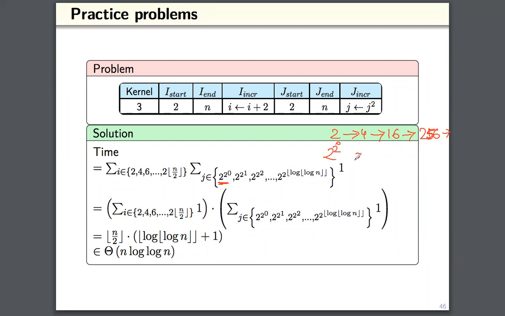2 power 2 power 0, 2 power 2 power 1, 2 power 2 power 2, and so on. That's what is written here. So this is 2 power log of log n. Again, split it into 2 components here. This is log n plus 1. Theta of n log n. So what I have shown here is the way of deriving the complexities for these 3 kernels.